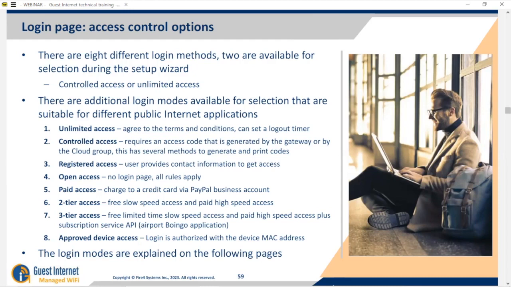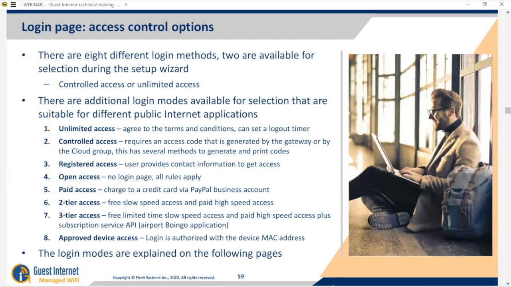This gives a free, limited time, slow-speed access. And then the customer can choose a paid high-speed access, or else enter with subscription information, such as the Boingo subscription. And then finally, we have approved device access, whereby we can set up access using a device identifier, for example, a MAC address. And so that will allow that user of that device to authenticate onto the network.